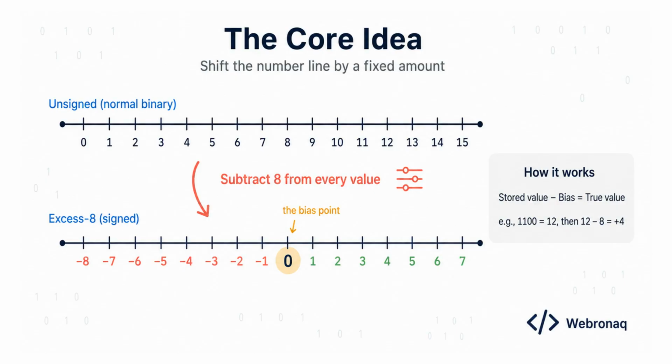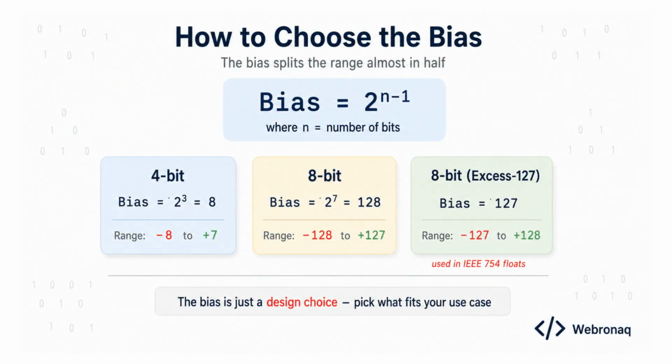Now, you might be wondering, how do we pick the bias? Why 8 for 4-bit numbers and not some other value? Let's look at that next. So how do we pick the bias? There's a standard formula for it. The typical bias is 2 to the power of n-1, where n is the number of bits you're working with. That formula gives you a bias that splits the range almost evenly between negatives and positives. Let me show you what that means in practice. For 4-bit excess notation, n is 4. So the bias is 2 to the power of 3, which equals 8. That gives us a range from -8 to +7. That's the excess 8 system we just saw.